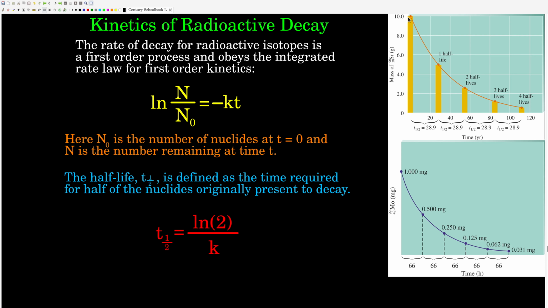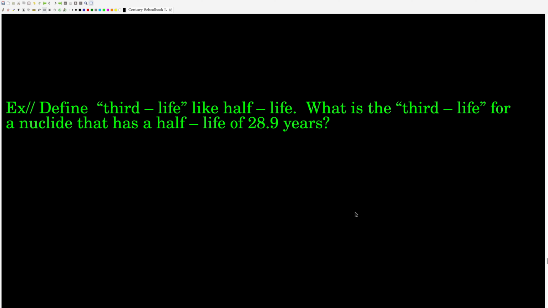So each half-life, the amount decreases by 1/2. So we start out with 10 grams of strontium-90. After one half-life, we have 5 grams. After 2 half-lives, we have 2.5 grams, and so on. This is just another example. Here the half-life for molybdenum-99 would be 66 hours, right? So we start with 1 milligram. After 66 hours, we have 1/2 milligram, and so on. So this is a logarithmic curve right here. So a couple of examples for us.